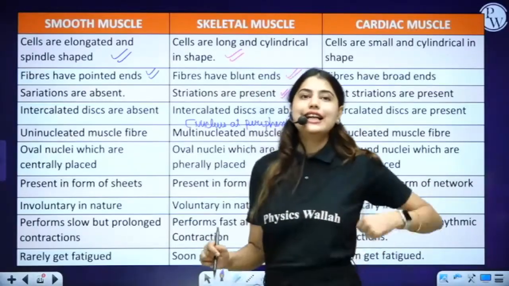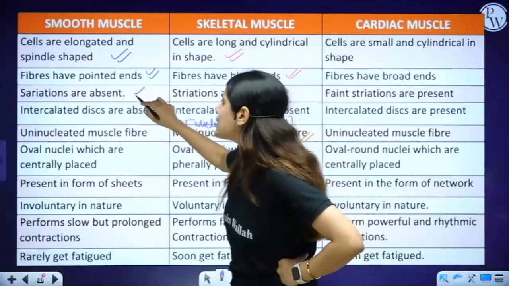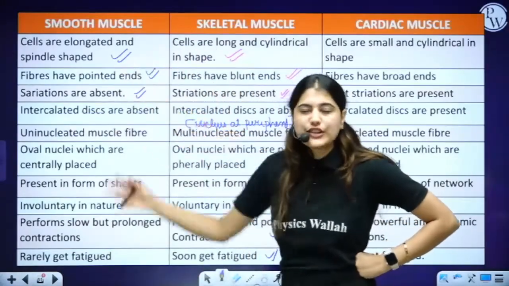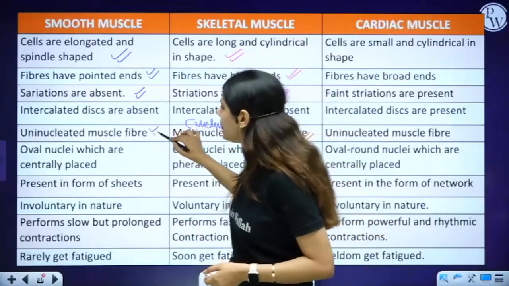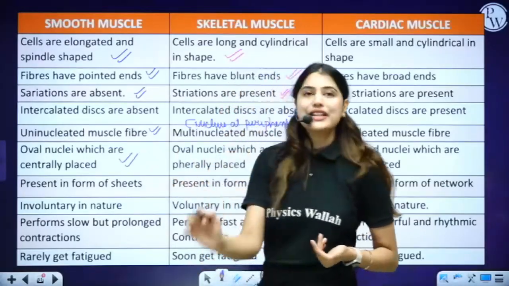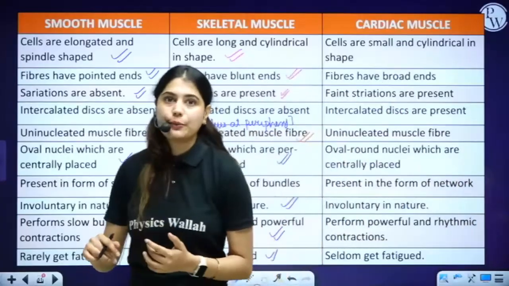And also, you didn't see any striations. You didn't see any alternate dark and light bands. Therefore, we can say striations are absent. Hence the name smooth. Smooth because there are no striations. Next, they are uninucleate. Only a single nucleus is there, and that too is placed in the center. Next, we can say these are involuntary.